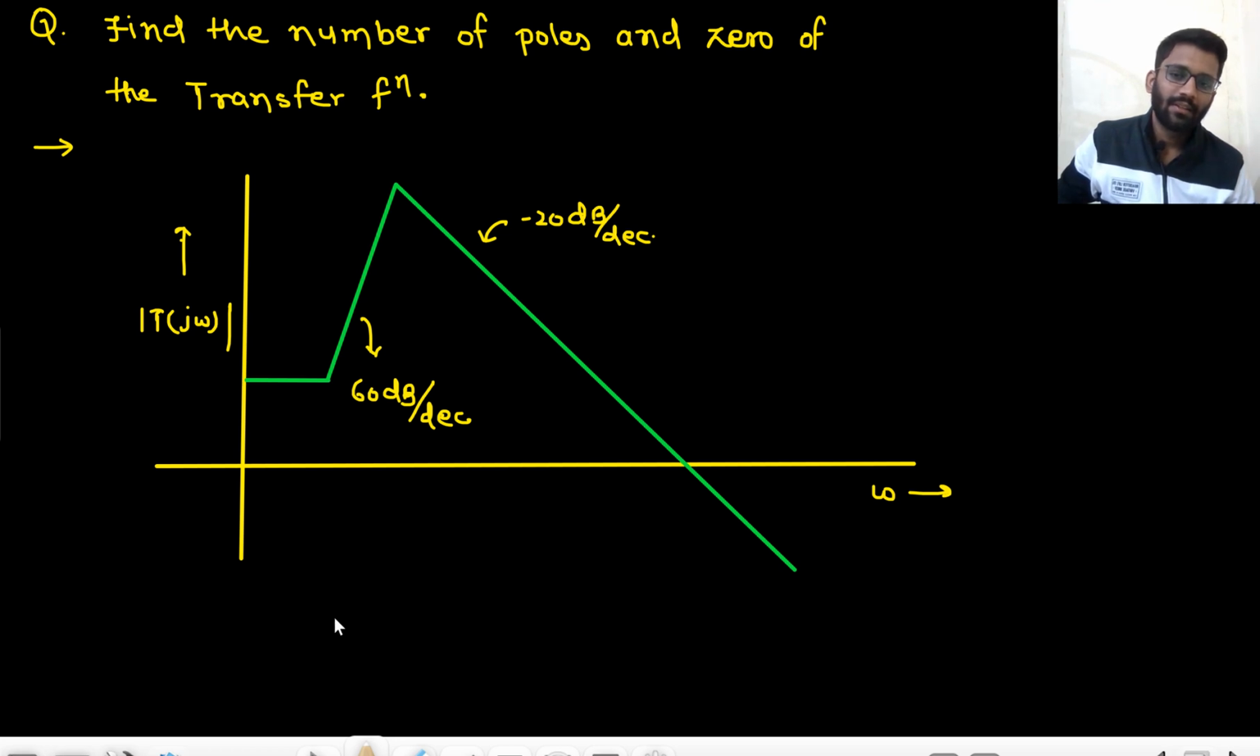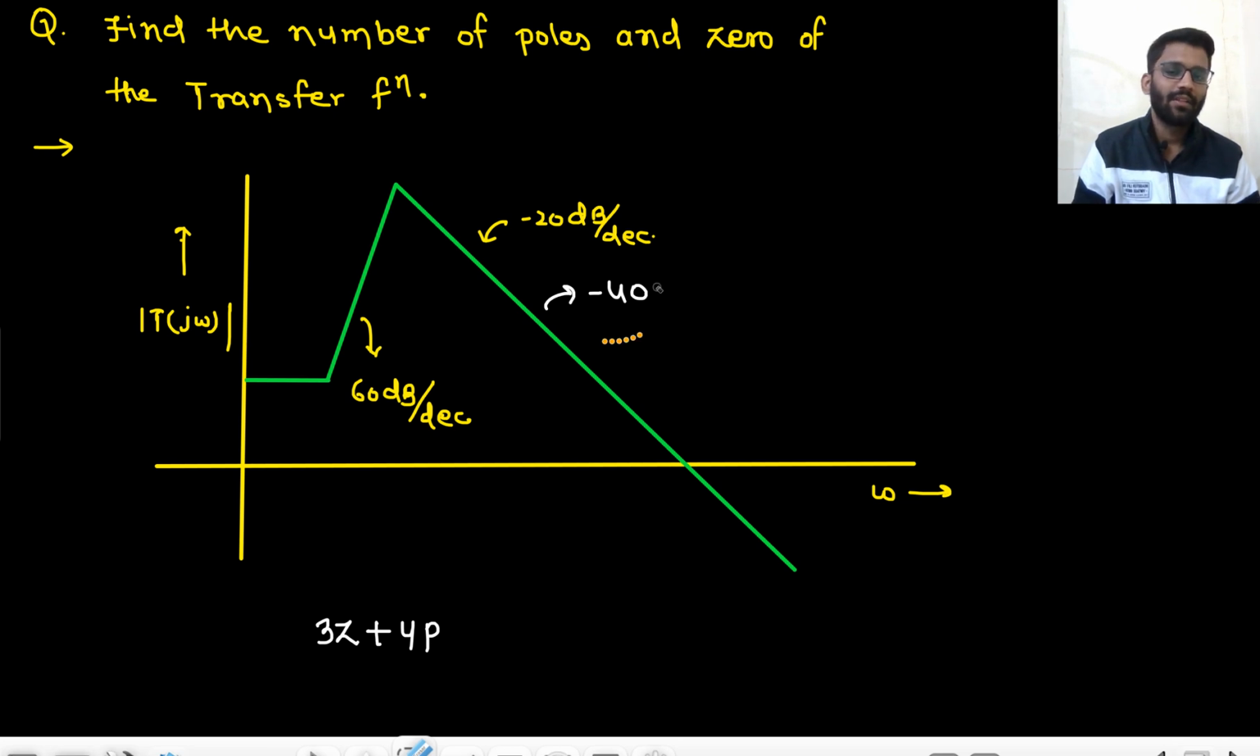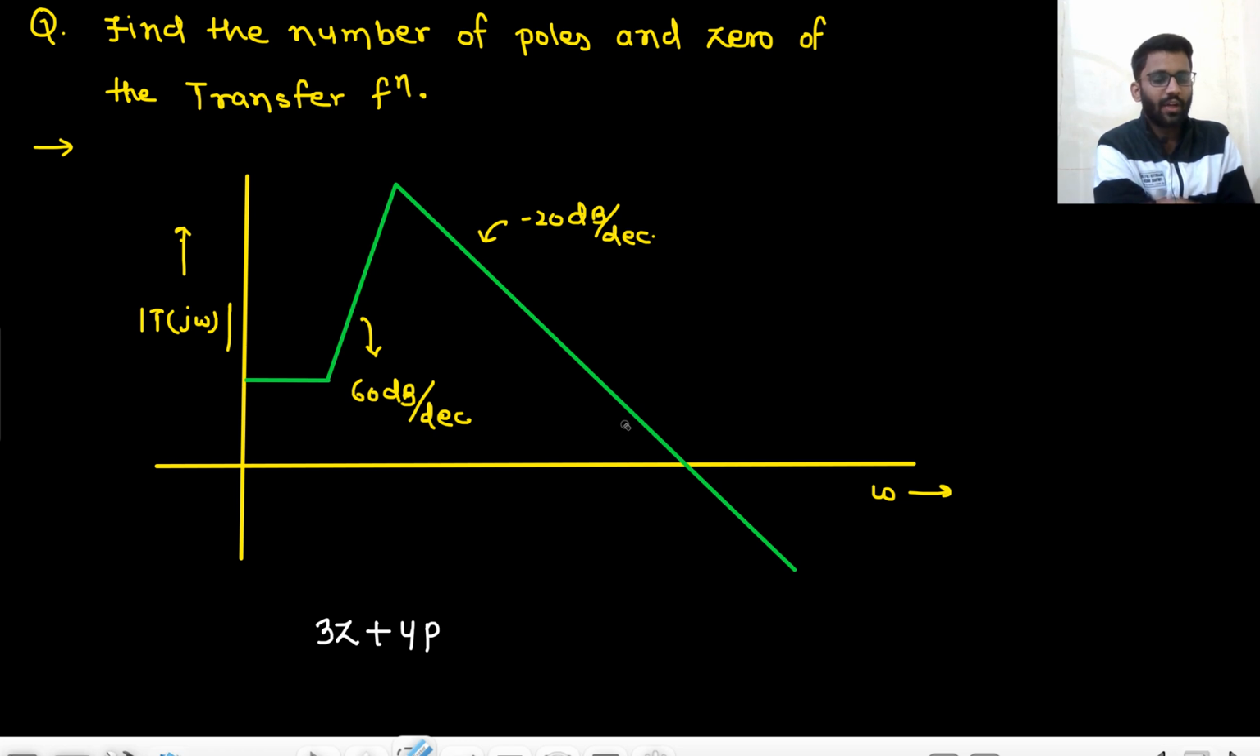Initially you are having 3 zeros, then the slope is negative, so there are 4 poles, minus 20. If this slope was minus 40 dB per decade, that means there were 5 poles, right? Because from plus 60 you are going to minus 40. So there has to be 5 poles, right? So how much slope are you losing? You are losing 100 dB per decade of slope. That means there has to be 5 poles. Are you getting this point?